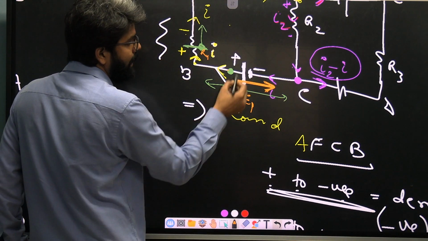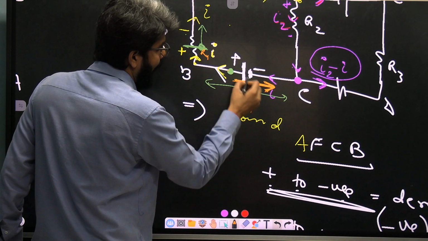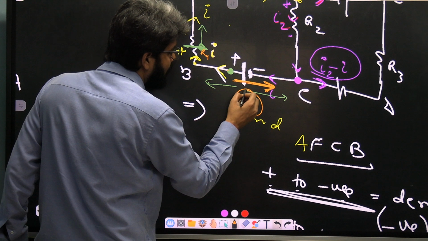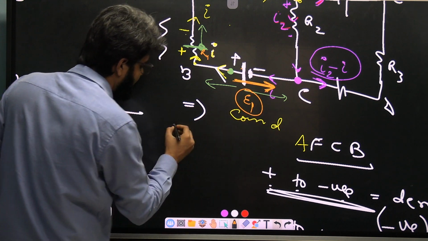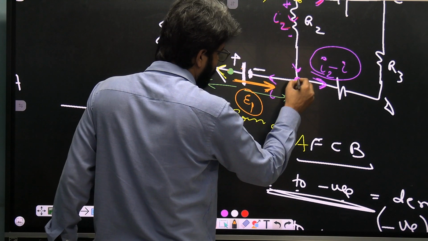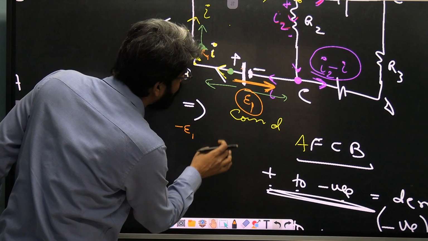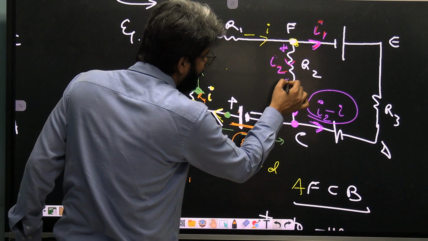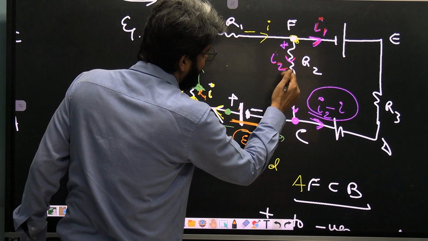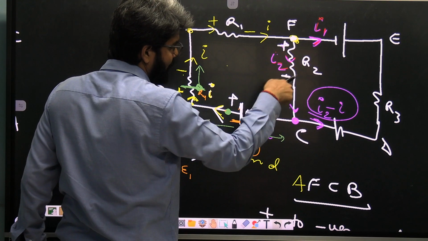At first I get positive to negative, so the sign is decrement, and I get the voltage to be minus E1. Due to plus to minus, it is minus E1. That is it. Now I come here. There is no resistance, so no load, no voltage. Then I go here, where it is negative and then positive. So I am transiting from negative to positive, so it is the increment sign.